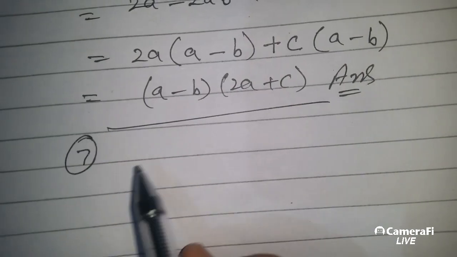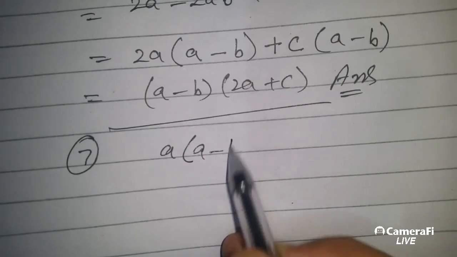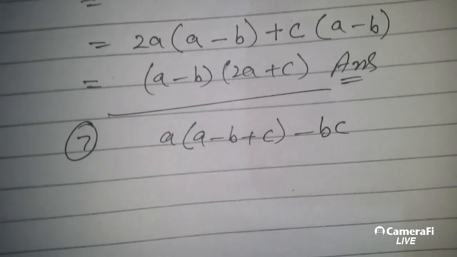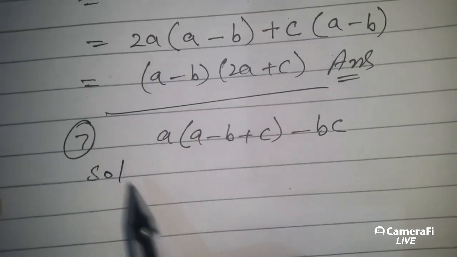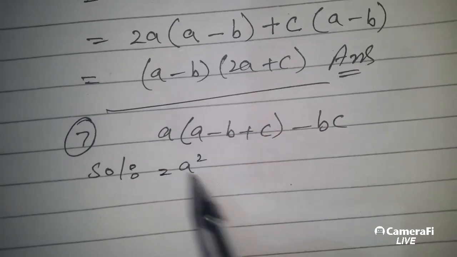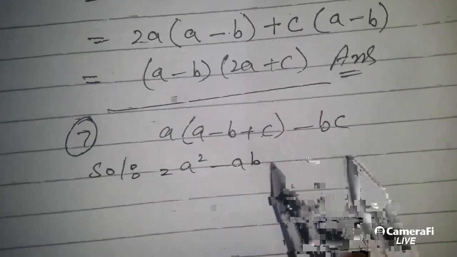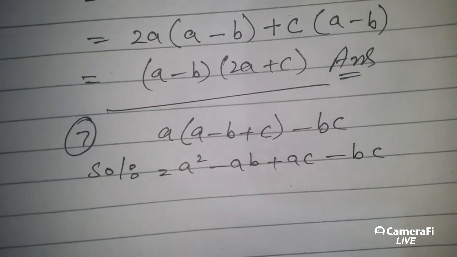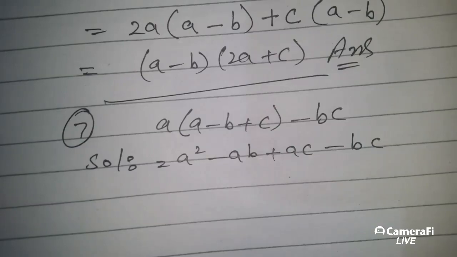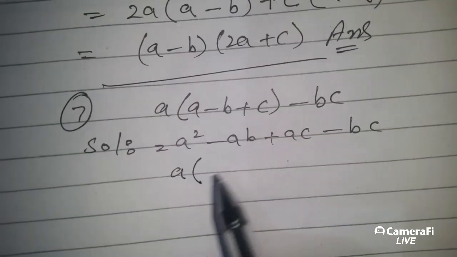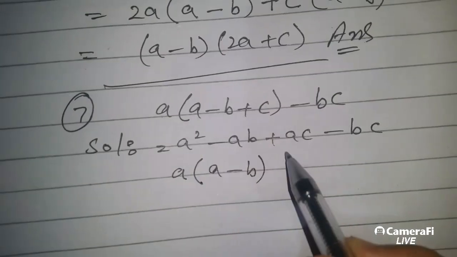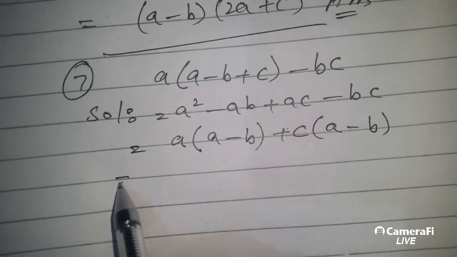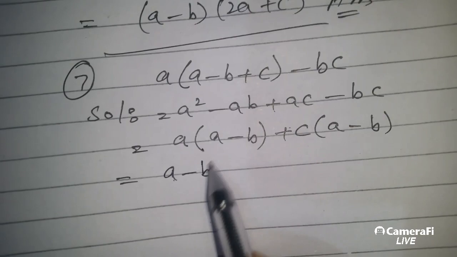क्वेश्चन नंबर 7 पे चलते हैं. a into a minus b plus c minus bc. तो यहाँ पर पहले a से मल्टीप्लाई कर लें, a square minus ab plus ac minus bc, और इसके बाद इनमें से कुछ डाल लेते हैं. एग्जांपल यहाँ से अगर मैं a कॉमन ले लूँ, पहली दो में से a minus b बच जाता है. इनमें से मैं c कॉमन ले लूँ तो a minus b बच जाता है. तो a minus b को ले सकते हैं.